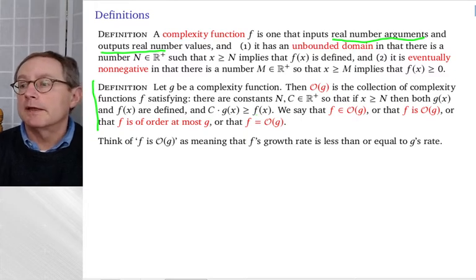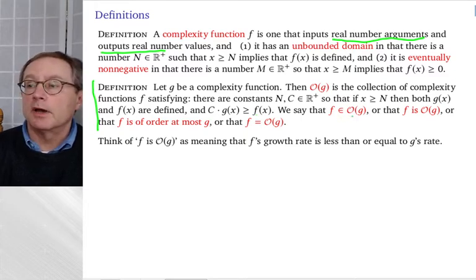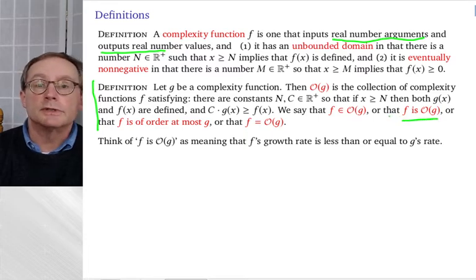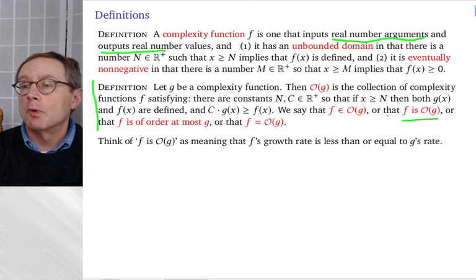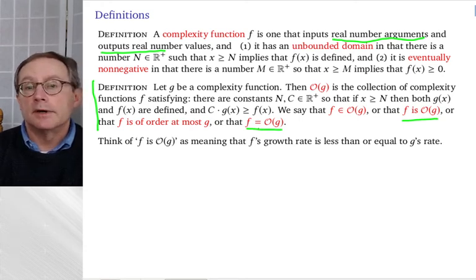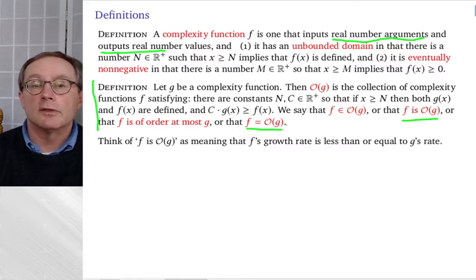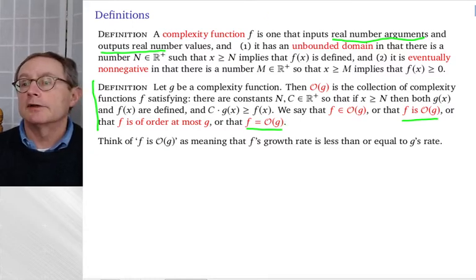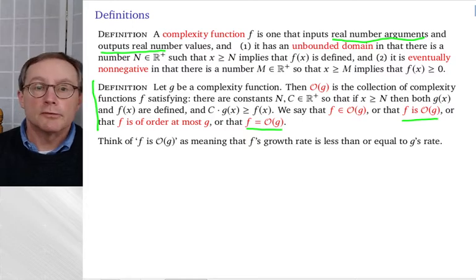Okay, so we say that f is an element of big O of g, or that f is big O of g, and that's the one that I personally use most often. Or that f is of order at most g, or another one, probably the one that's most commonly used in practice, you say f equals big O of g. That's what you see in practice most often, but I like f is big O of g. And think of that as meaning that f's growth rate is less than or equal to g's growth rate.